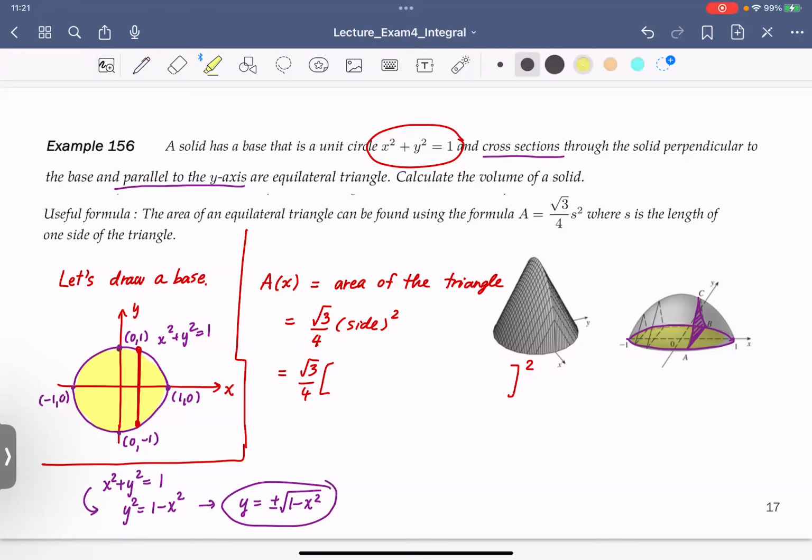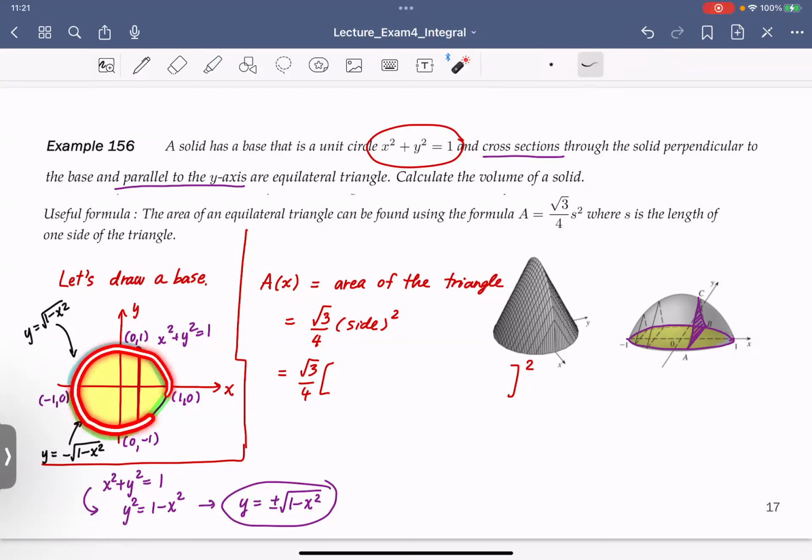Remember that the top part, this is where y is positive. The bottom part, this is where y is negative. So basically the top part here is y equal to square root 1 minus x squared. The bottom part here is where y equal to minus square root 1 minus x squared. Does it make sense? When you write out the equation of the circle, it's x squared plus y squared equal to 1. Correct?